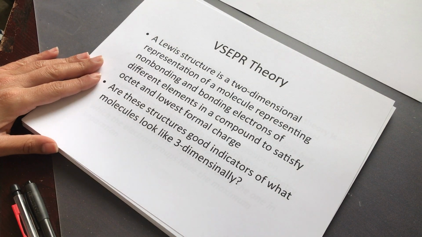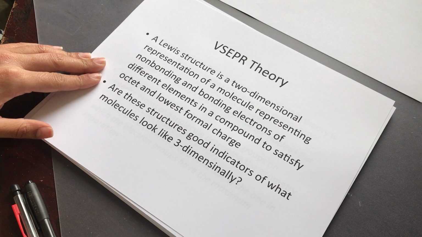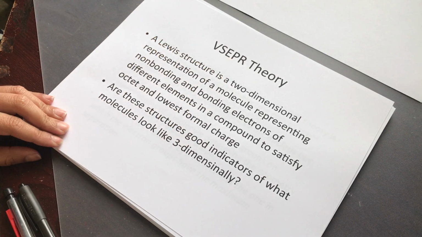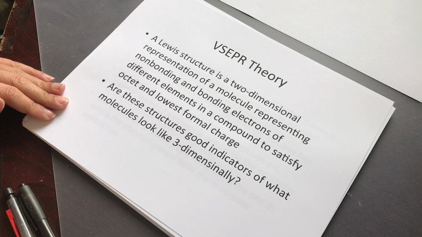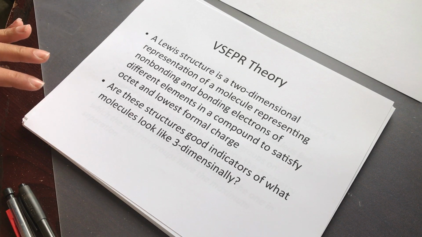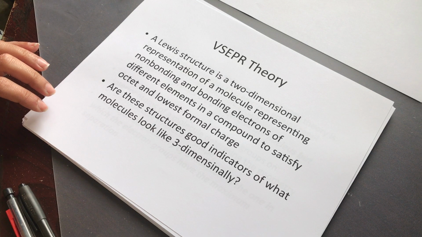VSEPR theory, valence shell electron repulsion theory. Electron pair repulsion theory, I should say. A Lewis structure is a two-dimensional representation of a molecular model or a molecule representing non-bonding and bonding electrons of different elements in a compound, usually to satisfy the octet and the lowest formal charge of resonance structures.